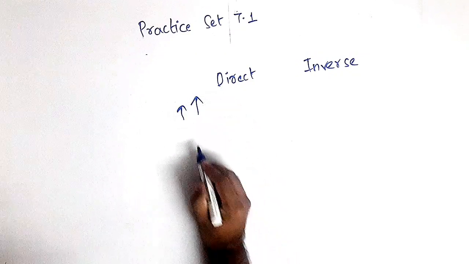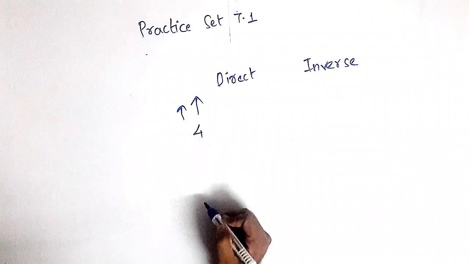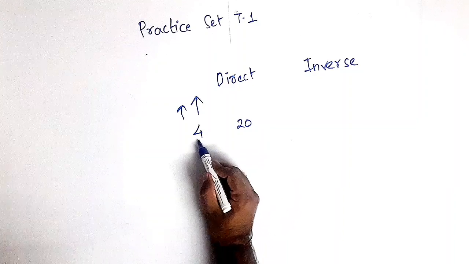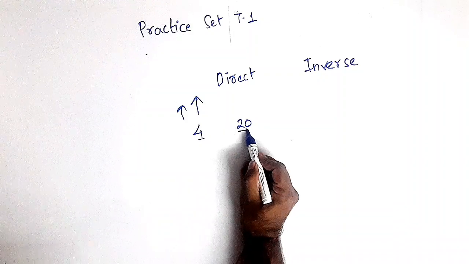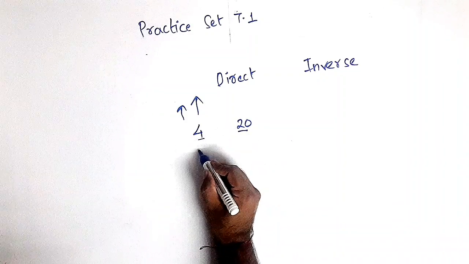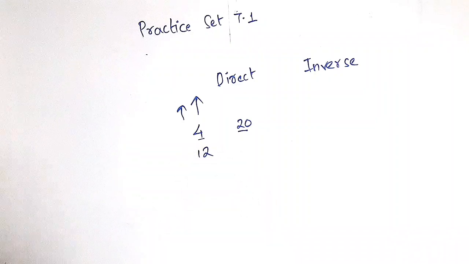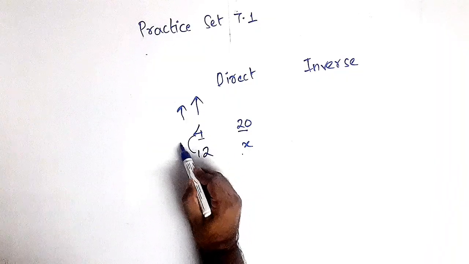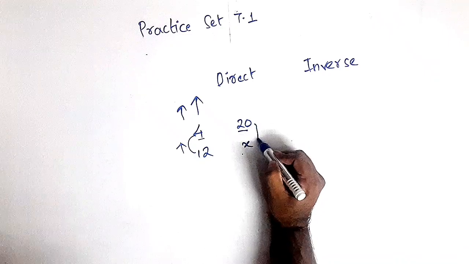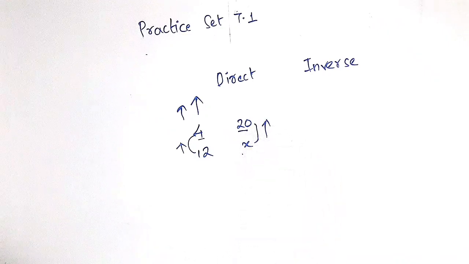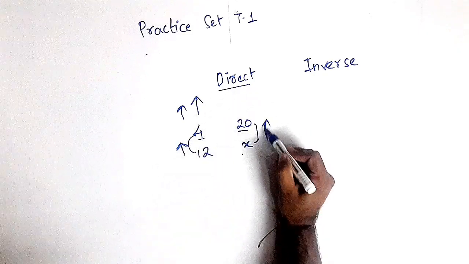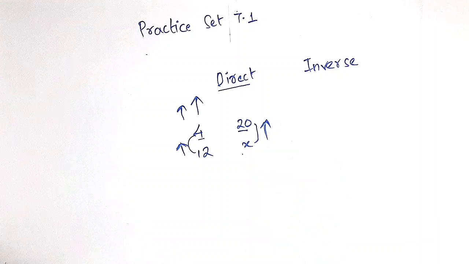Like if I ask you, cost of 4 chocolates is 20 rupees. See, simple question I am giving you. Cost of 4 chocolates is 20 rupees. So what is the cost of 12 chocolates? Here, when the number of chocolates is increasing, then of course the cost will also increase. So in direct variation, when one quantity increases, the other also increases. Such an example is called direct variation.